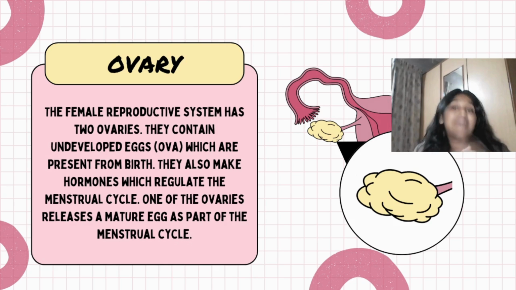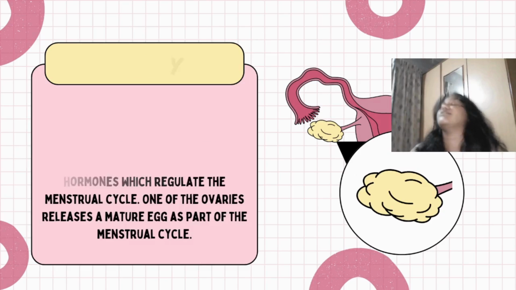As you can see in the diagram below me, you can see a cloud-like feature, right? Or a cloud-like picture. But that's not a cloud. That is called an ovary. The female reproductive system has two ovaries. They contain undeveloped eggs, which are called ova, hence the term ovary, and they are present from birth. From the time the child is born, the ova are already present there. They also create hormones which regulate the menstrual cycle, which comes every month. One of the ovaries releases a mature egg as a part of the menstrual cycle.